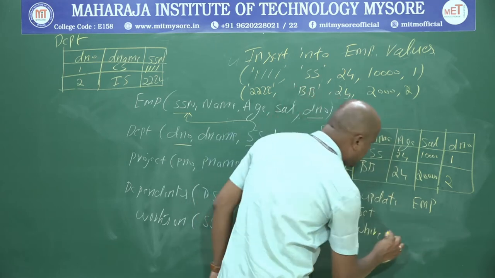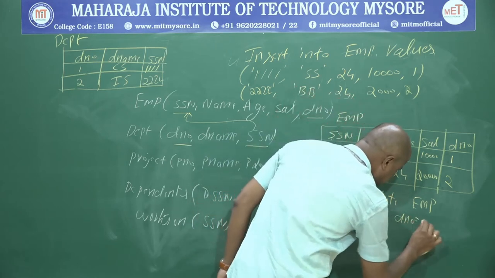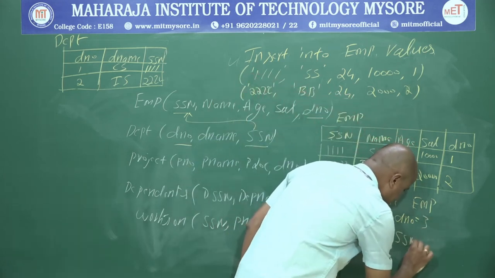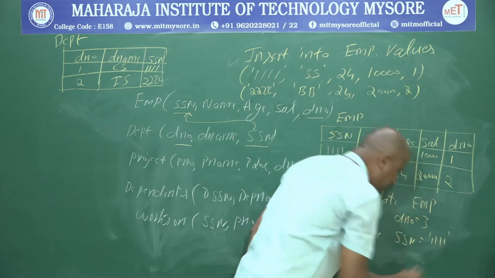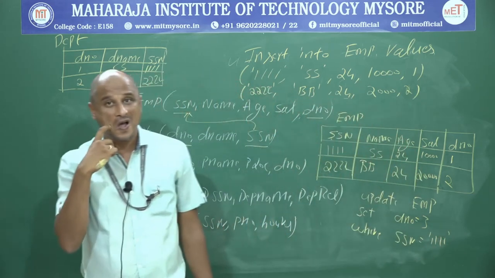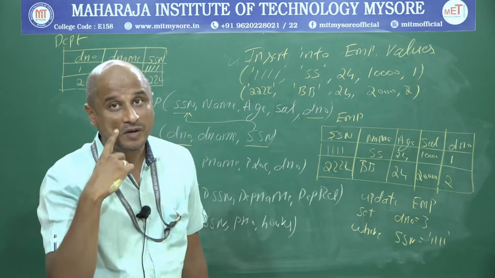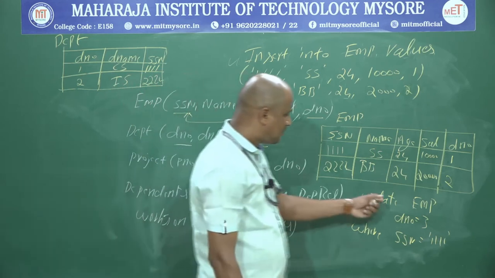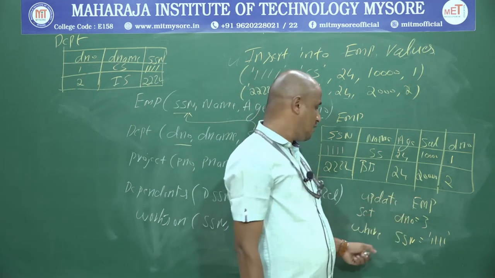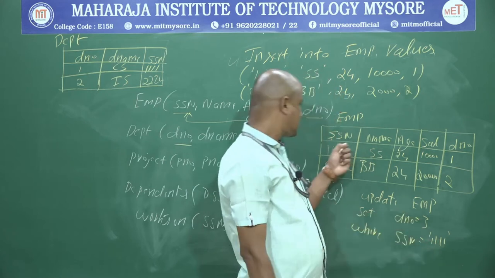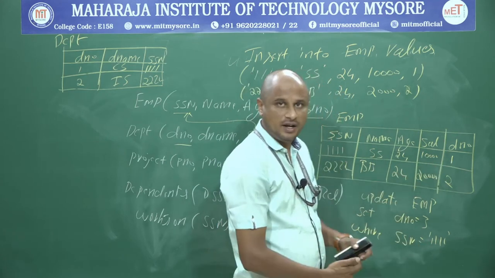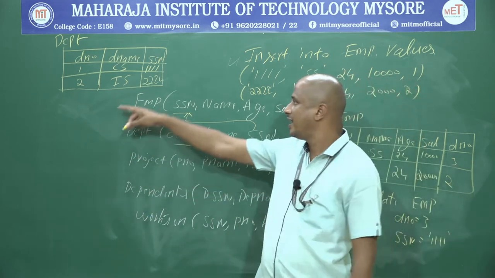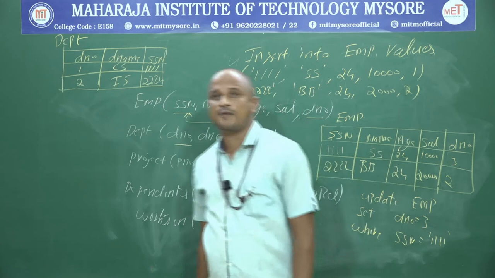Okay, so set D number is equal to 3, where SSN is equal to 1111. Is it possible to update? No, not possible, right? Because update employee set department number is equal to 3, where SSN is equal to 111. If it goes for the update, then there is no department number 3. There is no department number 3.